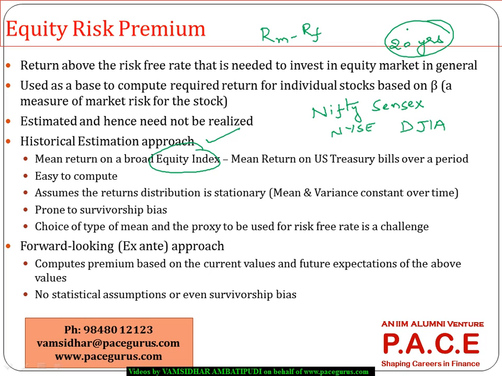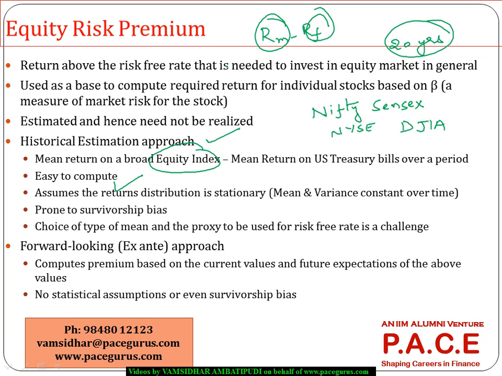During this period, find out what is the return that that particular index has resulted in, and in the same way find out what is the return on the US treasury bills or treasury bonds over that entire period. The subtraction between the two, because the treasury bills or bonds are assumed to be more or less risk free, and we are trying to find out the return of the market based on the broad equity index which we are choosing. The difference between the two for that entire period is what is giving me the estimate of average RM minus RF, which is easier to compute.